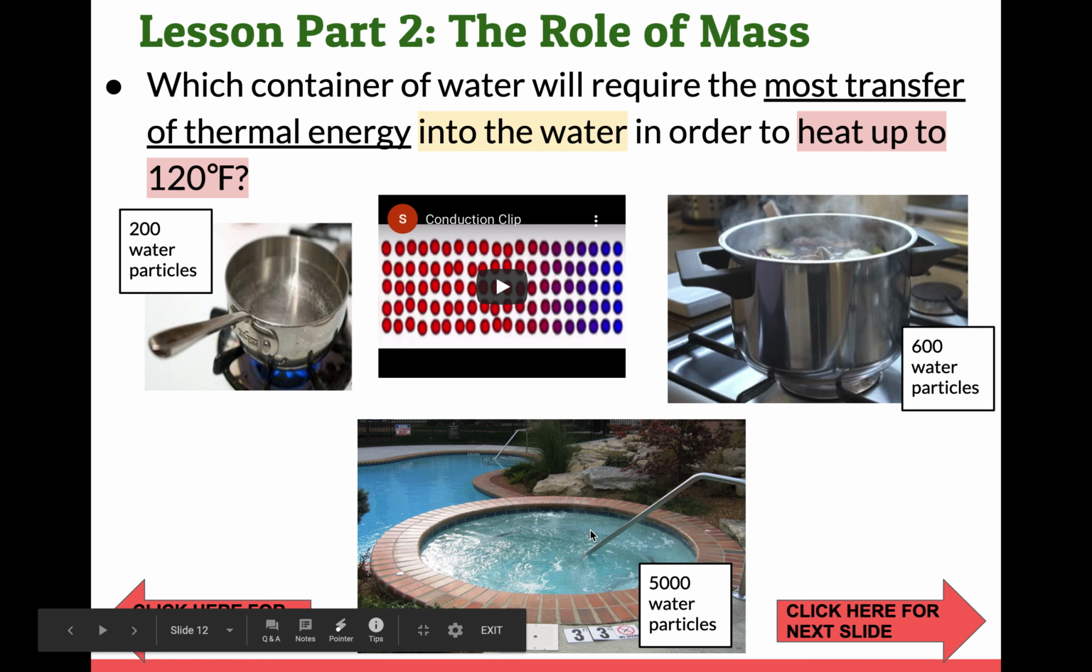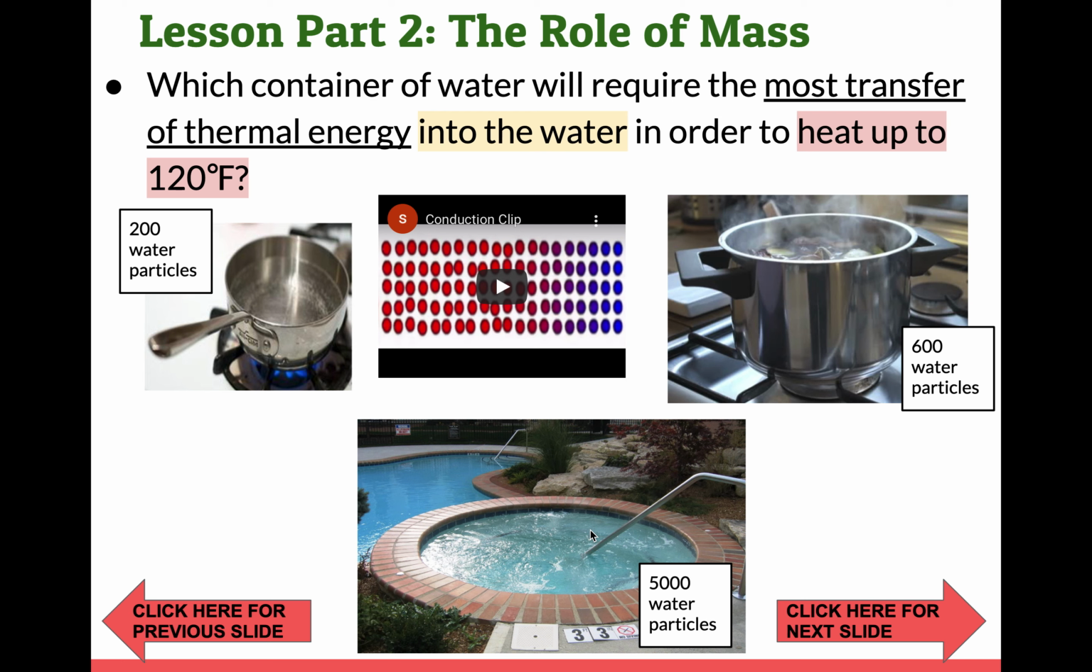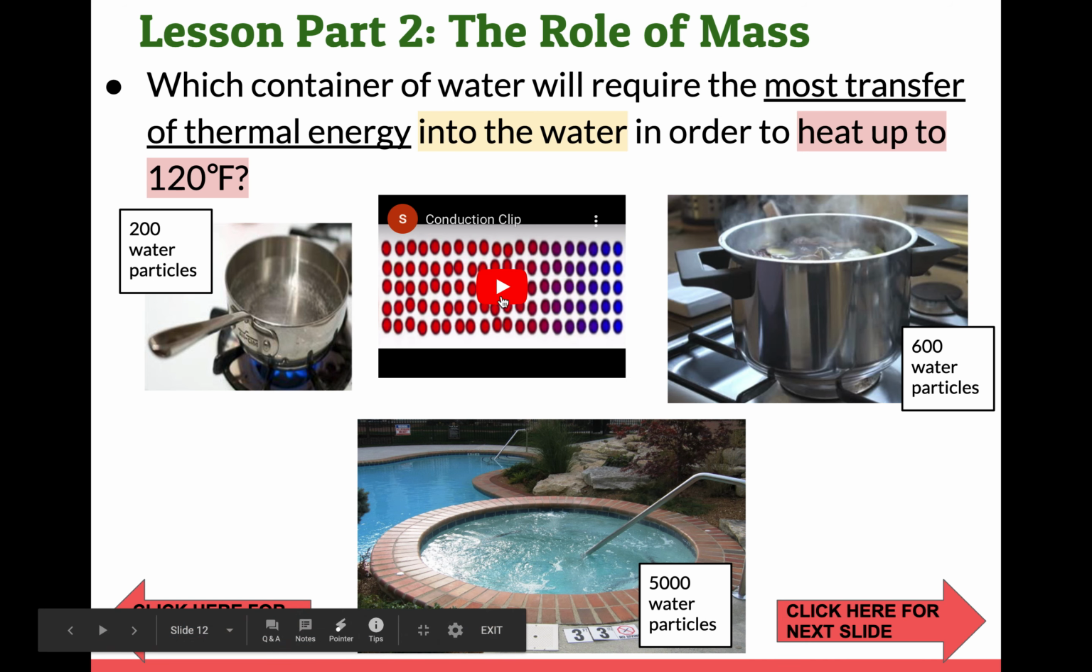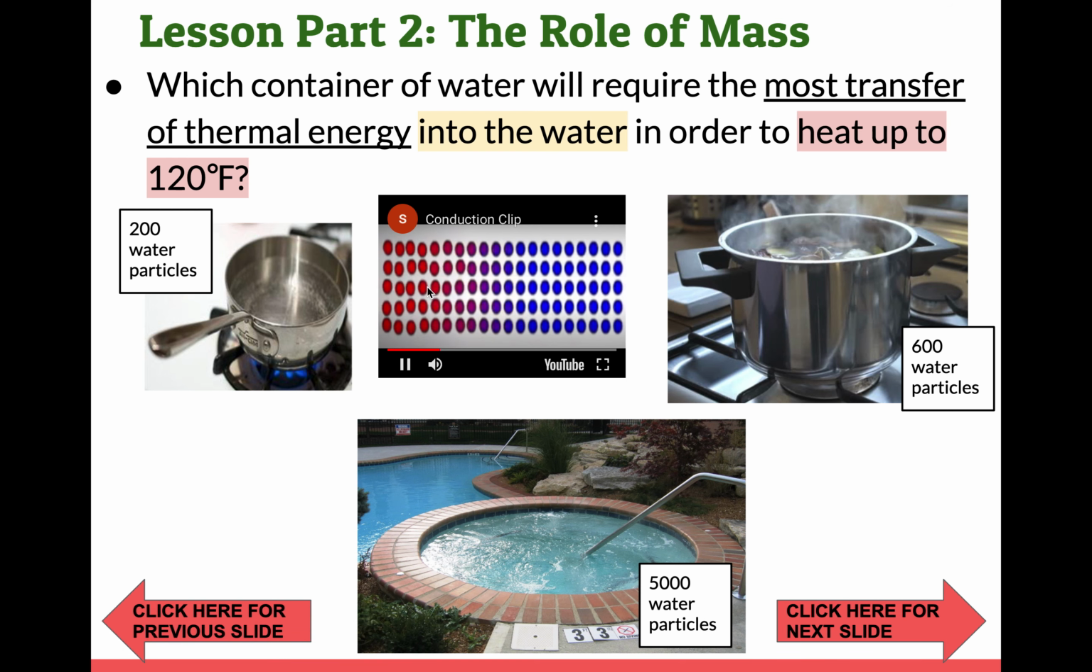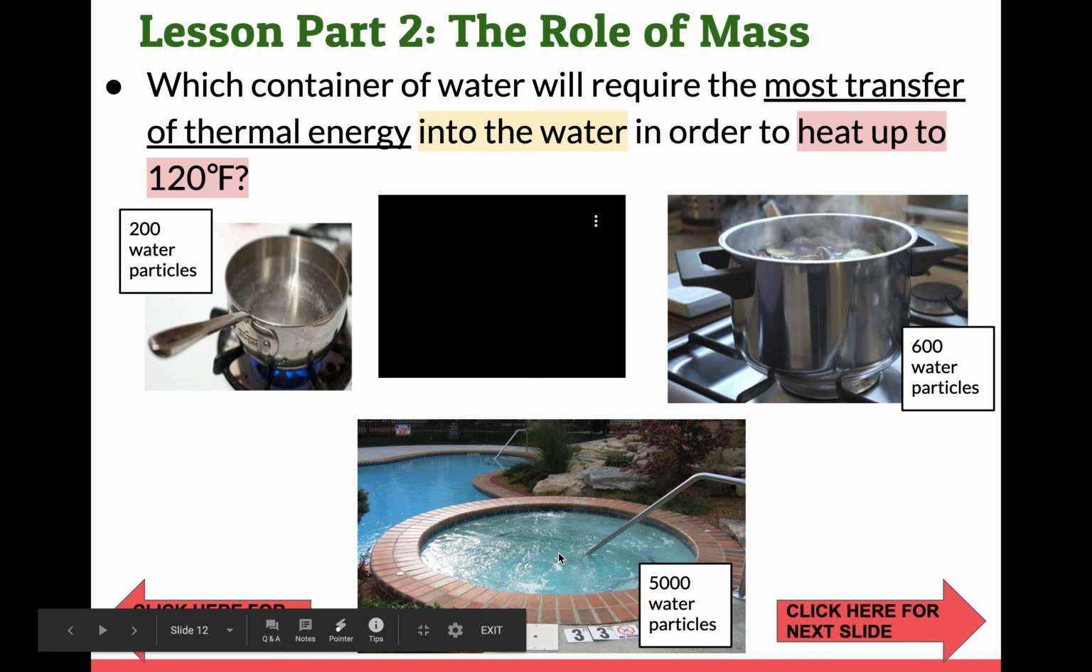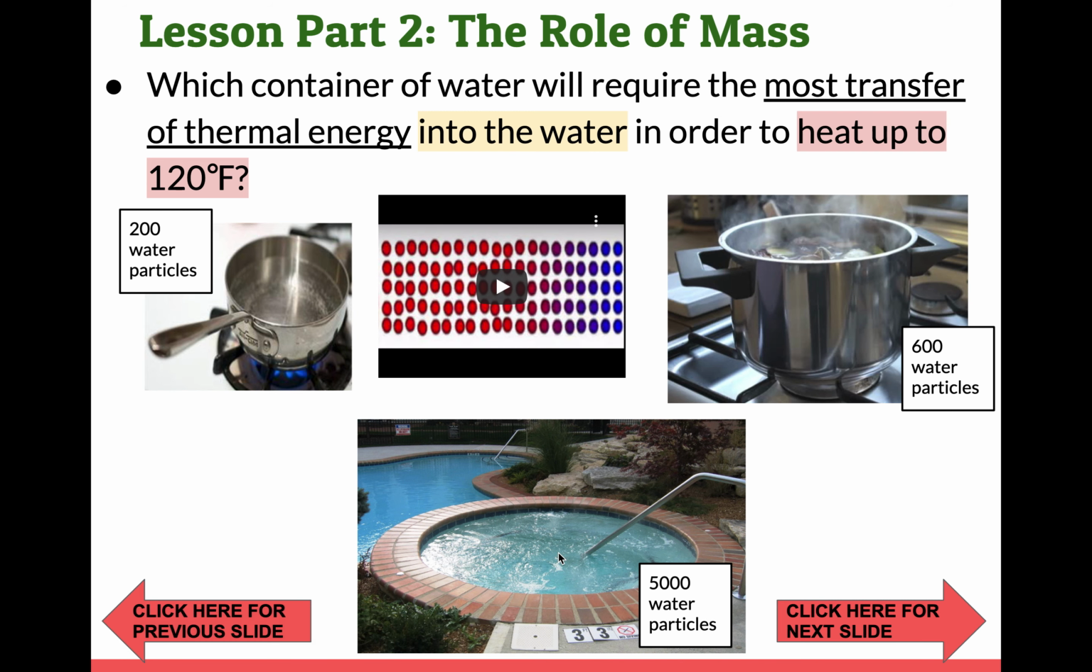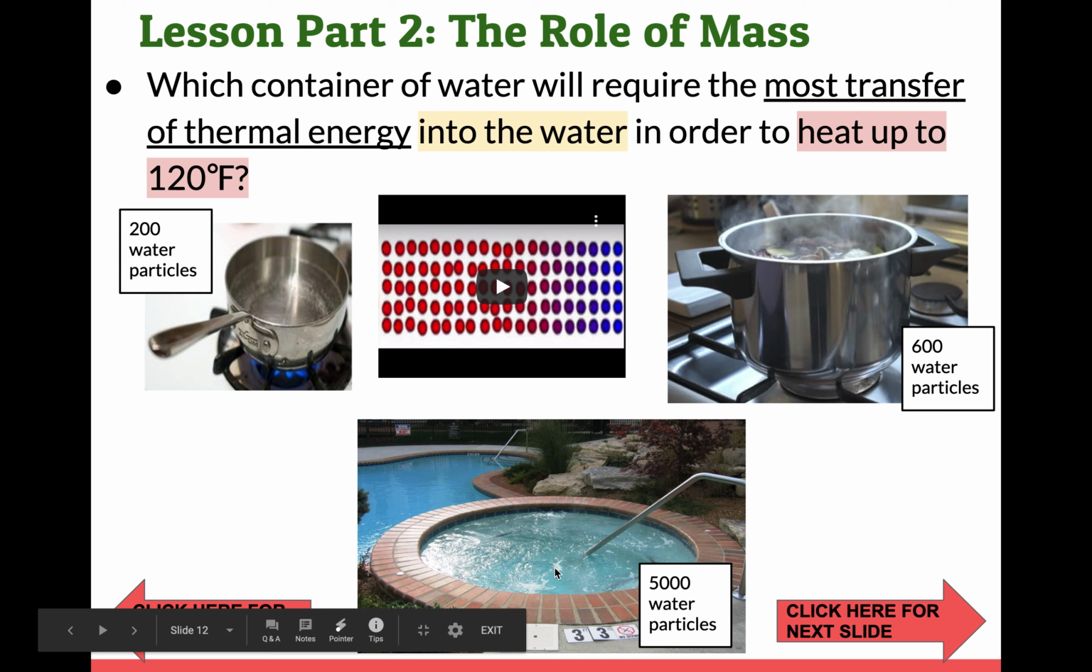So which container will require more thermal energy to enter into the water in order to heat it up to 120 degrees? Well, remember, to heat up the water, every single particle in the water has to start to move and move and move and start to move faster with more kinetic energy. So if this one has 5,000 water particles, that means every single water particle must start to move faster. Each particle in this pool has to start to gain kinetic energy.